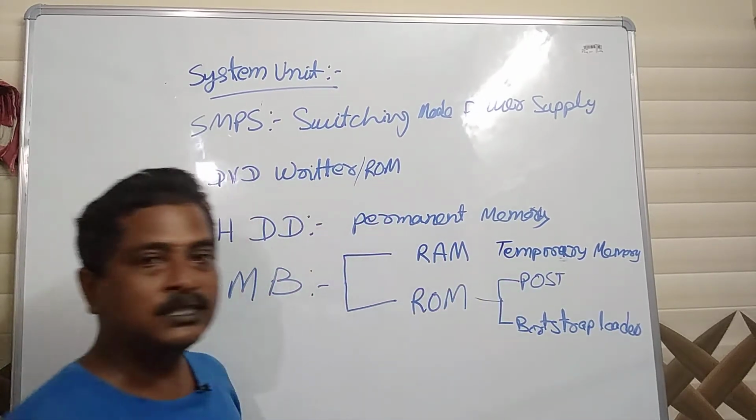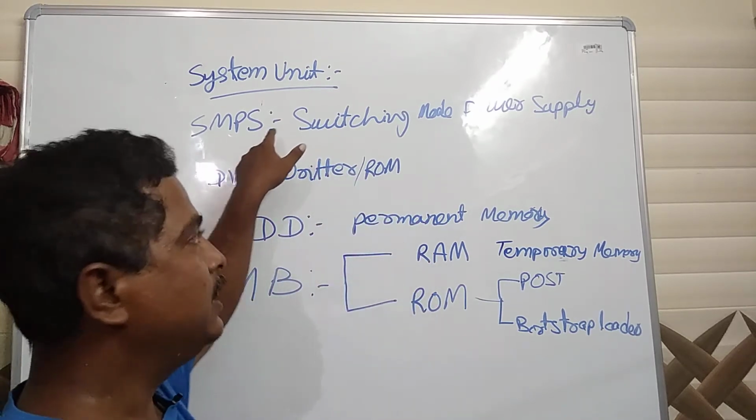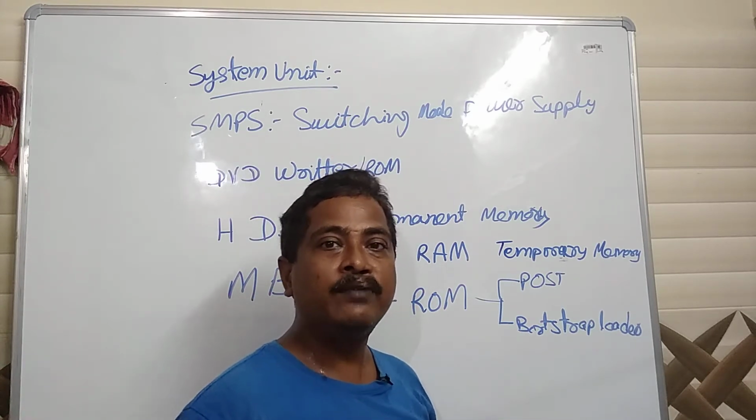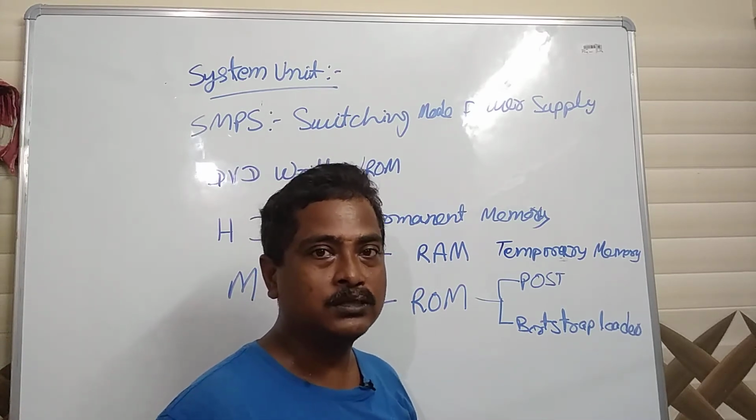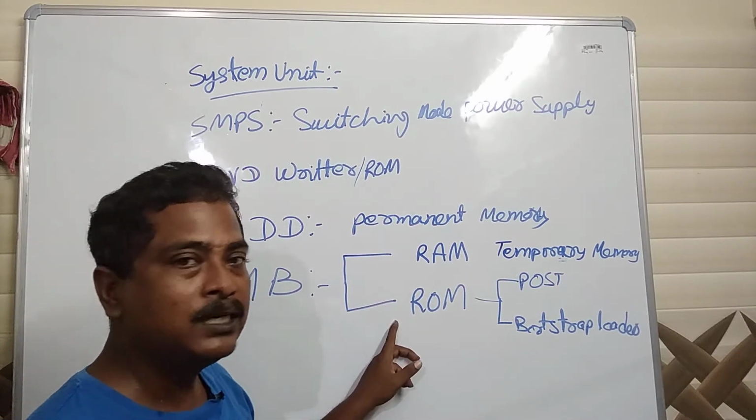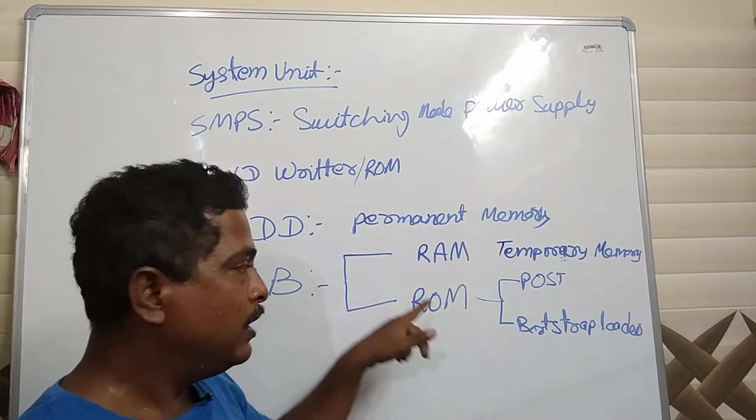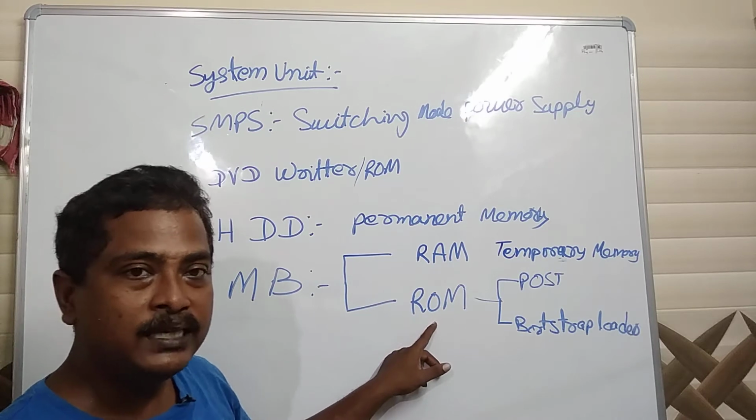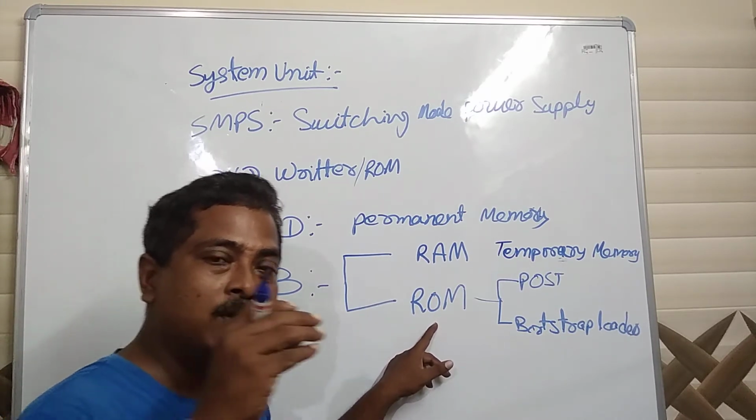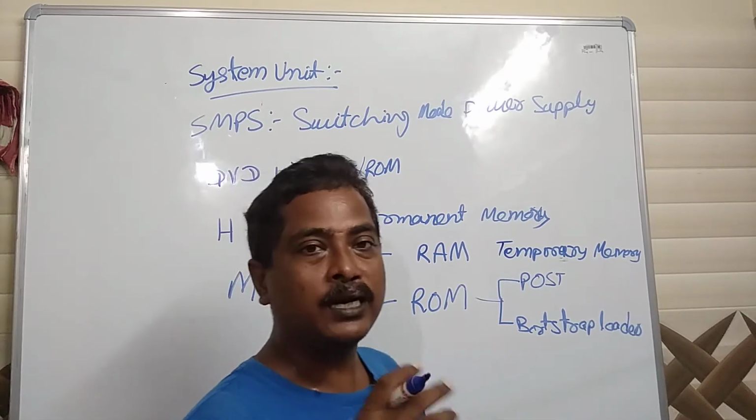What is the power on self test? When you are switching on the power, first supply goes to SMPS. SMPS is responsible to convert the AC into DC. It will activate all the peripherals, all the equipments of the system. Then after, the motherboard will be activated, and in the motherboard, the first thing which will be activated is ROM. Why is it read-only memory? Whatever content is there in this memory, you can read it only. You cannot write on it.